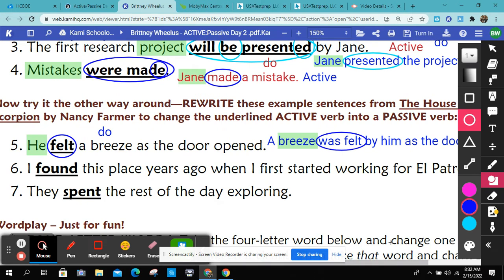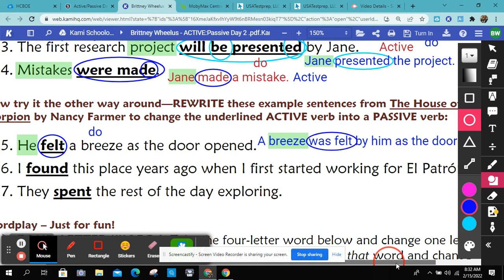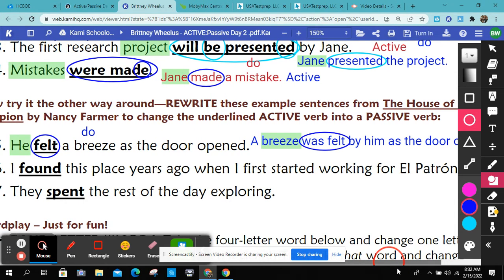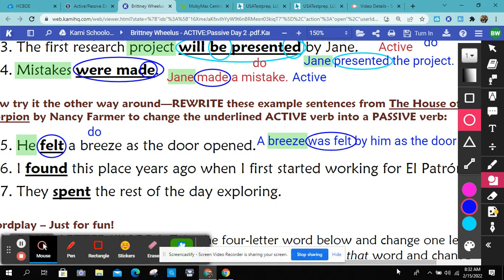All right, let's look at number 6. I found this place years ago when I first started working for El Patron. I is the subject. Good. What's my verb? Found. Found who or found what?